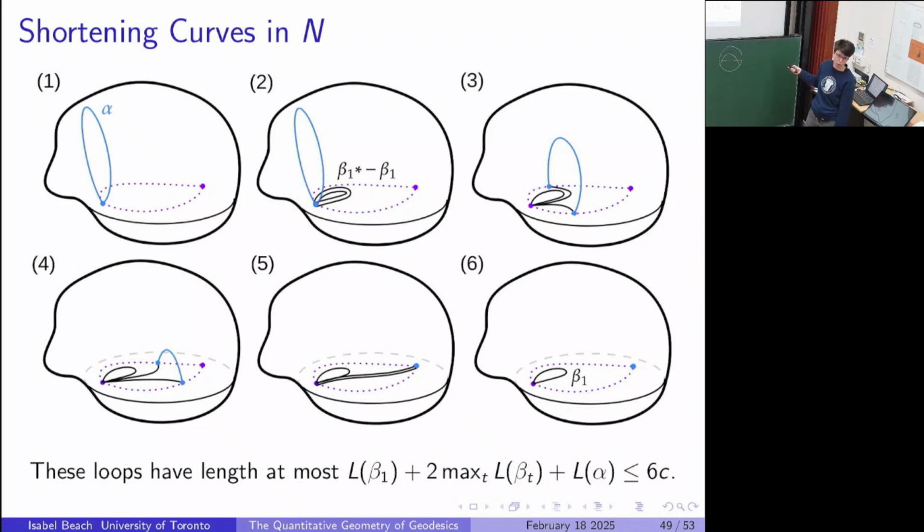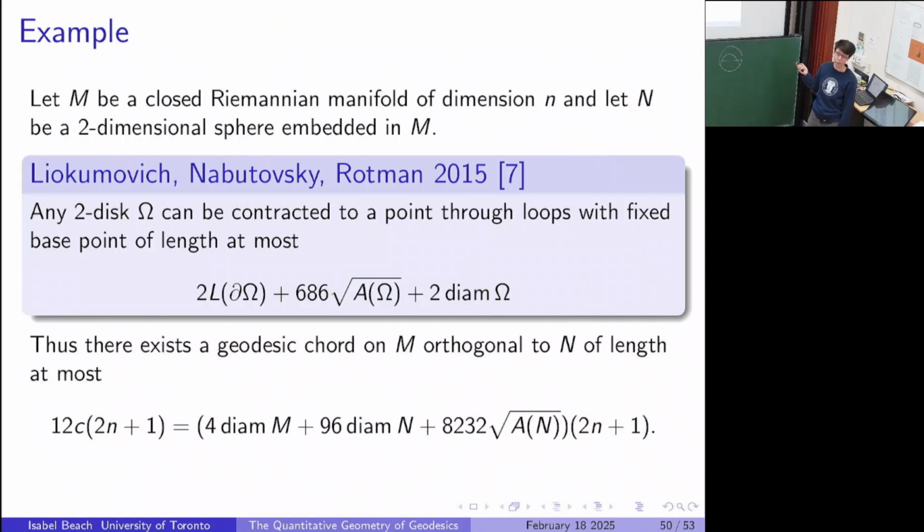This is where our length bound comes from, because now we've just got 6c in place of c, so 12 is 6 times 2. And finally, I'm going to finish off by a more concrete example of where this theorem actually applies.